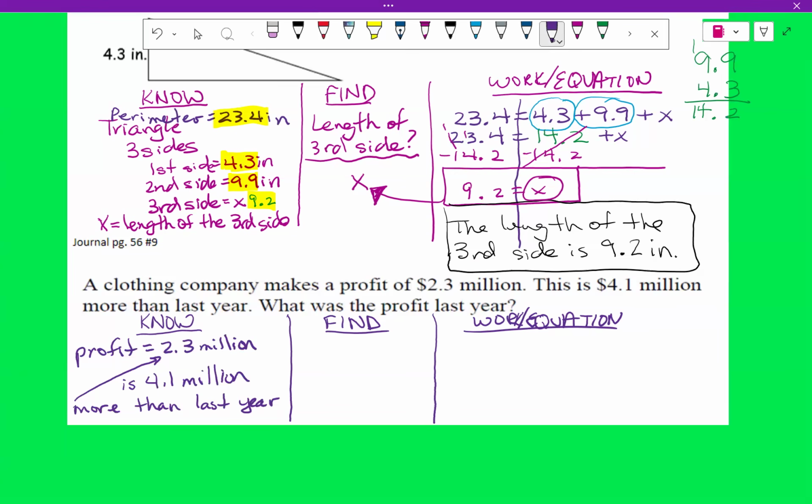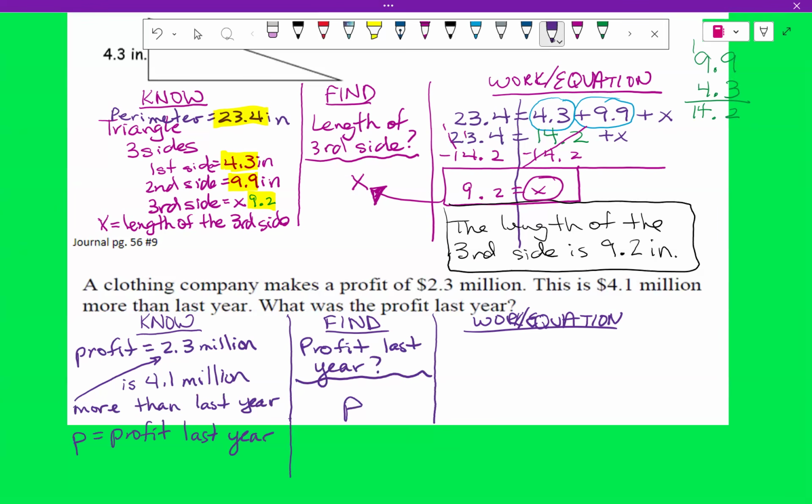The question, what was the profit last year? So that goes in our find box. Profit last year. Since I don't know what that is, we need to pick a variable. Let's call that maybe P. Let's define our variable. What does P represent? The profit last year. Good. Now we're ready to write our equation.